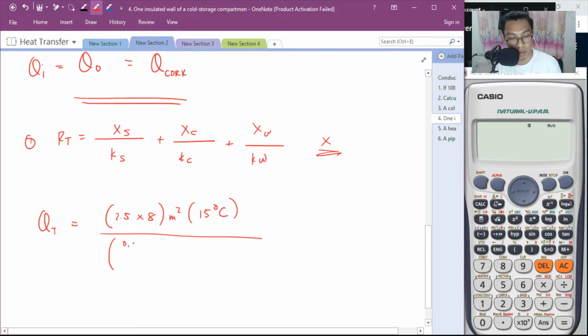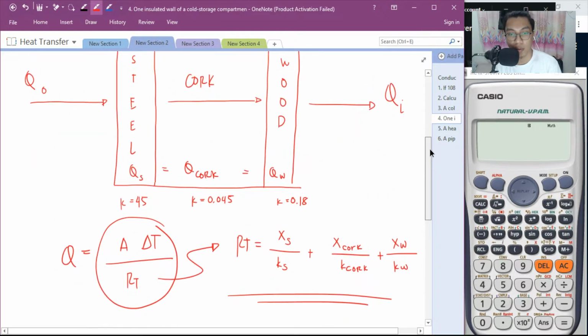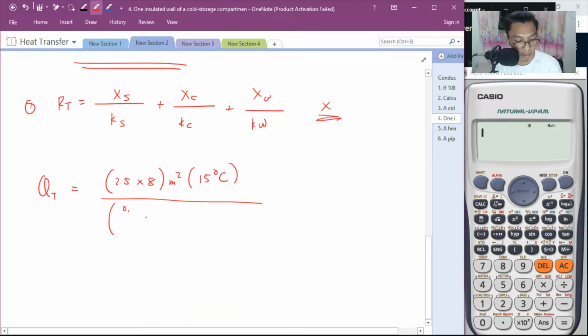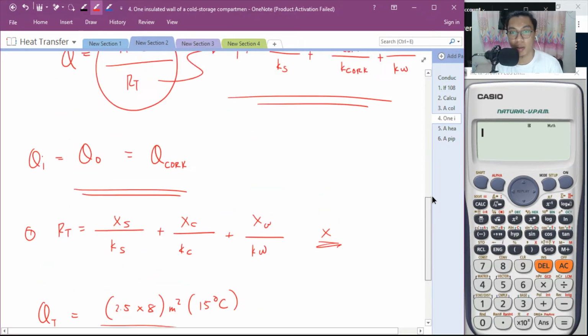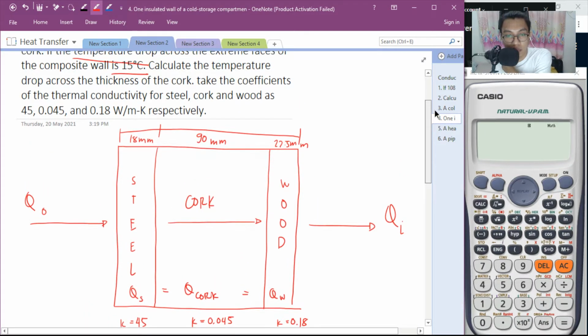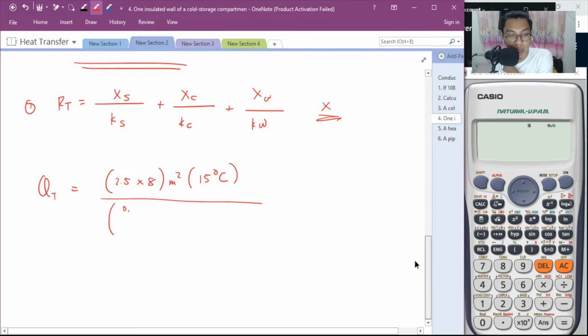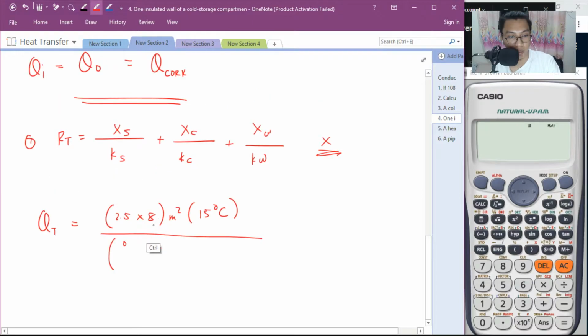Ano nga 'to? 0.18. Tama ba? Hindi. 18 millimeters. The 18 divide by 1,000 para maging meter. 18 divide by 1,000 meter. Ayusin natin, ha. 18 divide by 1,000 meter divide by K.